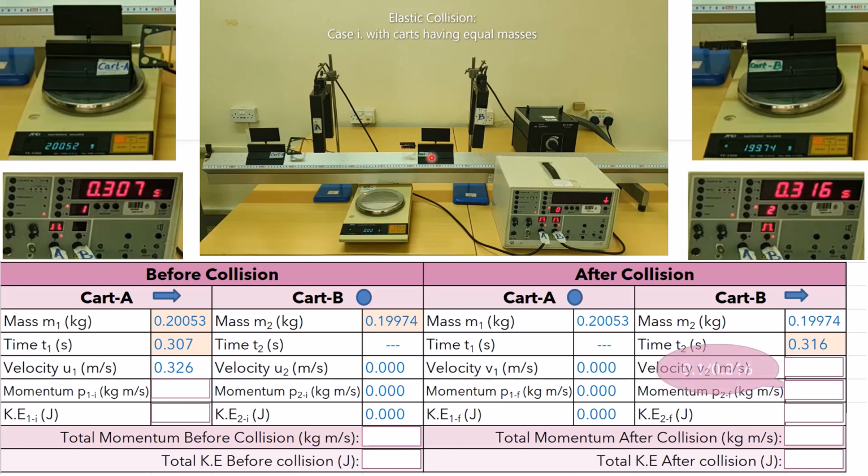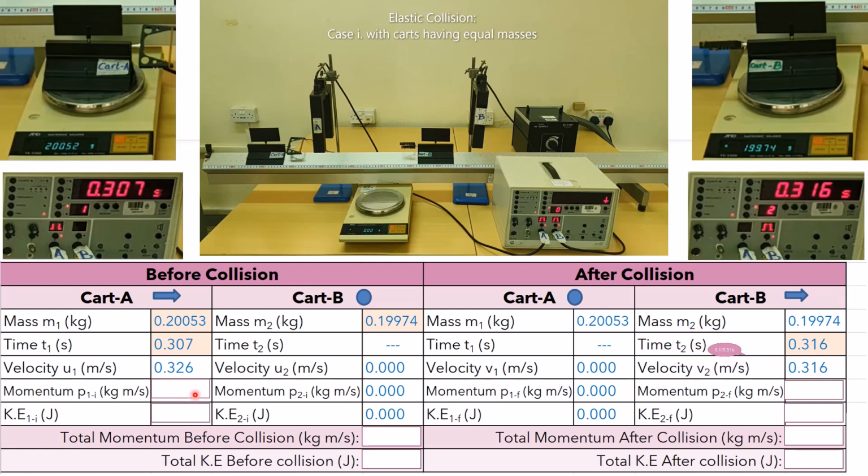Now after the collision, cart B moves with a velocity of 0.316. We got this 0.316 simply the length of the flag, that is 0.1 meter, divided by its time of obscuration when it passes through photogate B. So 0.316, of course the same value we are getting here.